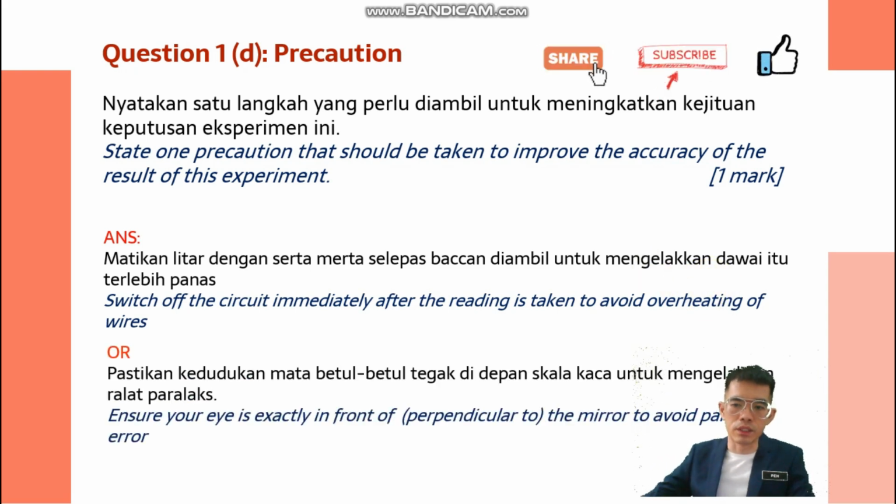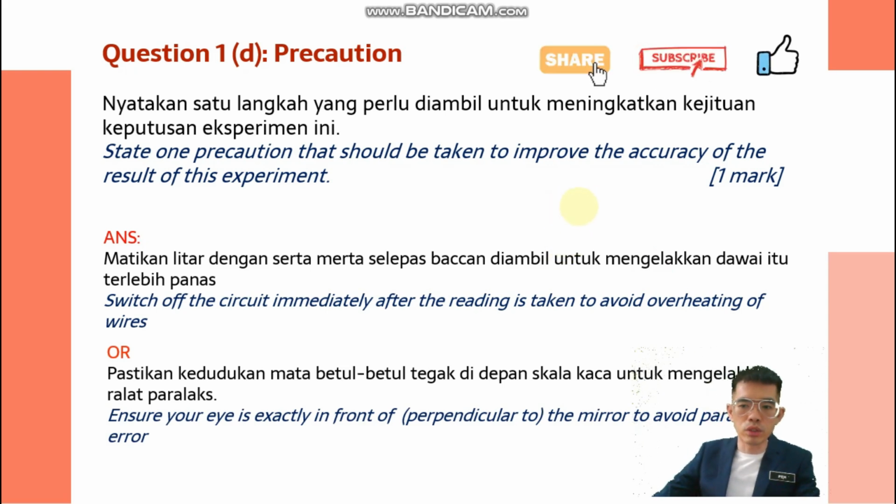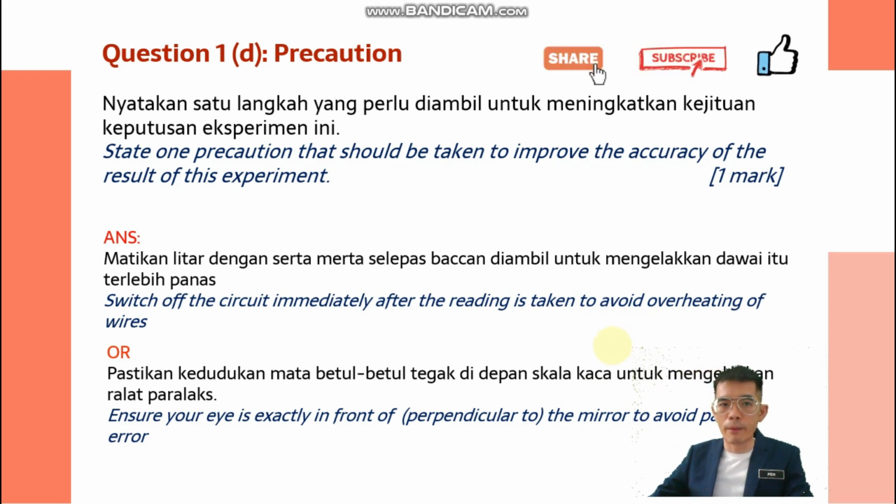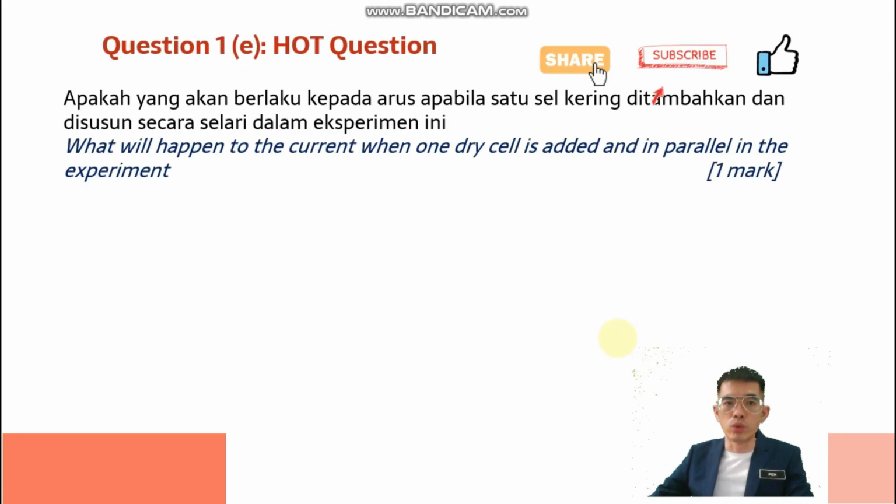Another answer I advise here is to ensure your eyes are exactly in front of, or perpendicular to, the mirror of the middle strip on the voltmeter and the ammeter to avoid parallax error. So this is question D. And then we go to the last question.